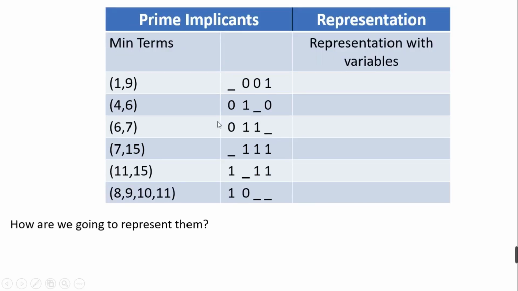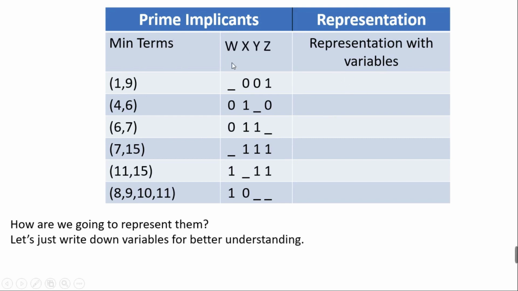So these are the min terms and these are the binary numbers, and we're going to represent them using variables. For our convenience, let's just consider the variables over here, w, x, y, z, and write them over there so that we can understand better.